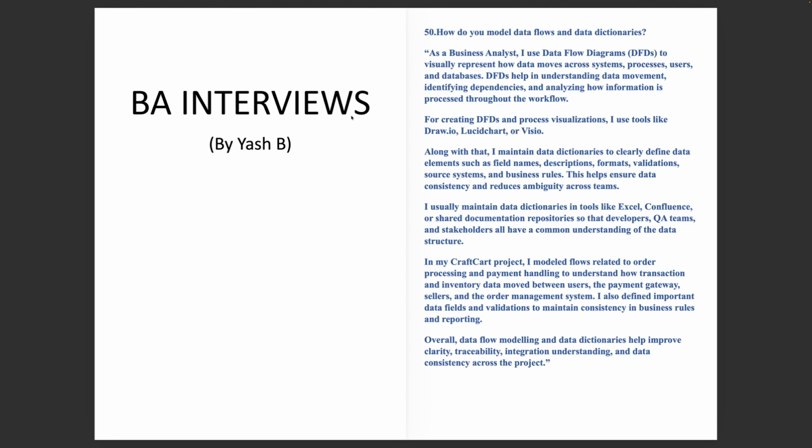DFDs help visualize how data moves throughout the system, while data dictionaries help define and standardize the data being used. So, overall, data flow modeling and data dictionaries help improve clarity, traceability, integration understanding, and data consistency across the project. So, I hope you learned something from it.